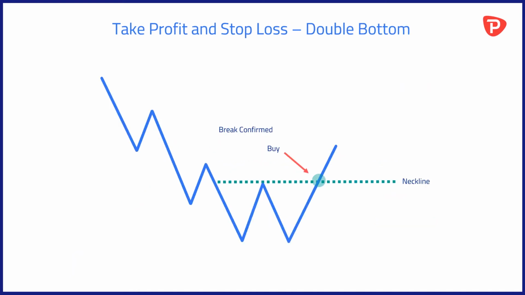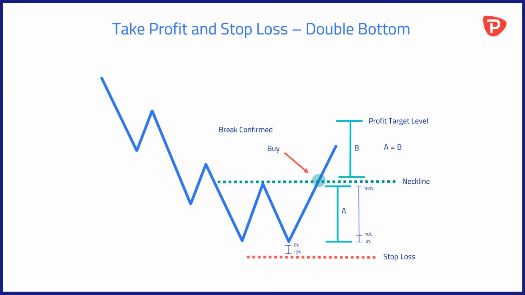To calculate a stop loss for a double bottom, you measure the height from the neckline to the lowest trough, and place the stop loss 10% of this distance below the lowest trough in the formation. The take profit is calculated as the distance from the neckline to the lowest trough, and as you can see in the example, the measurement A should always equal B.